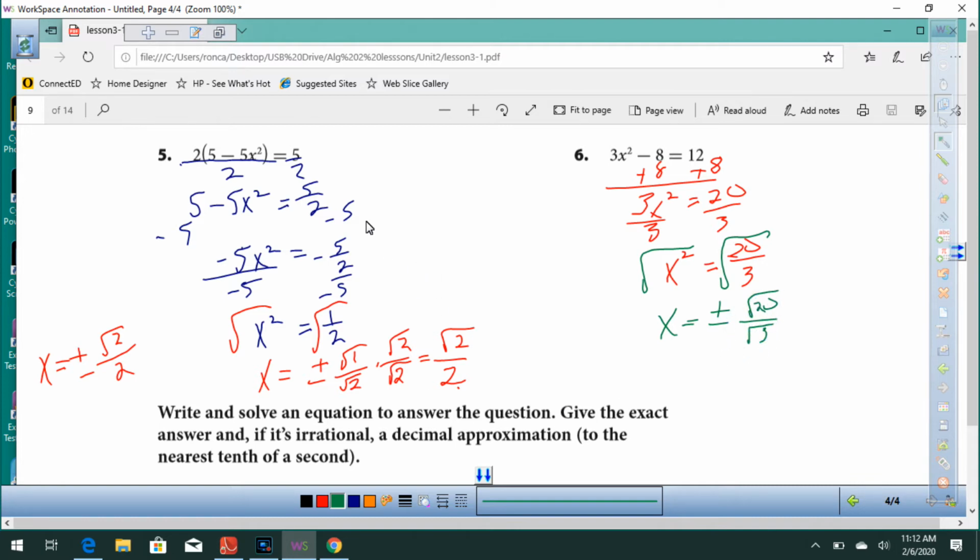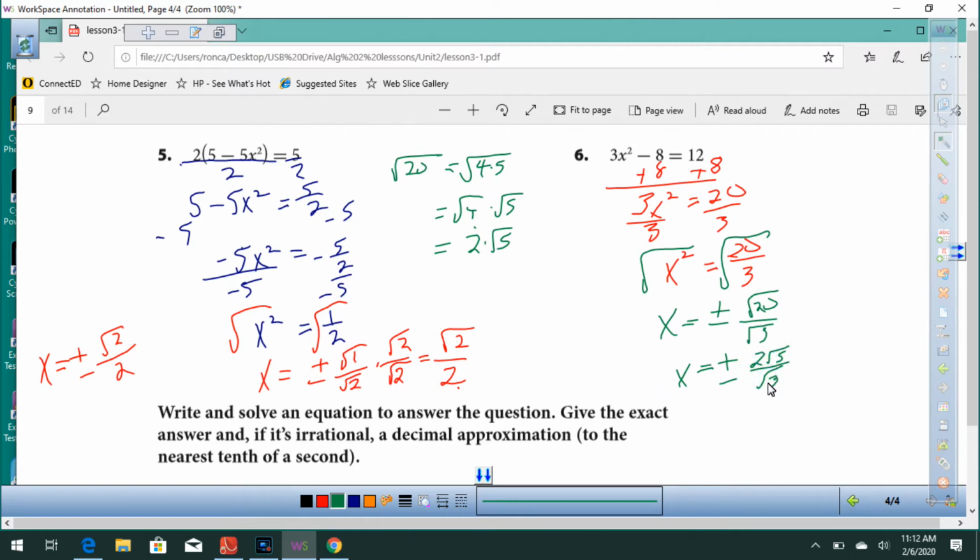Now the square root of 20 is the same thing as the square root of 4 times 5, and that's the square root of 4 times the square root of 5. The square root of 4 is 2, so we got 2 times the square root of 5. So this is going to be x equals plus or minus 2 times the square root of 5 over the square root of 3.